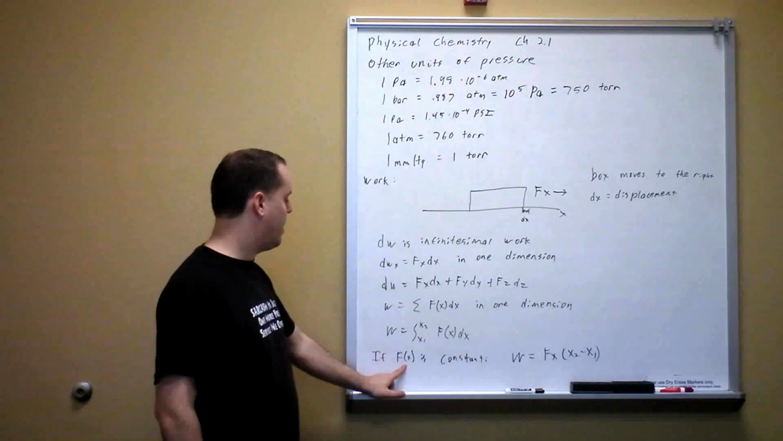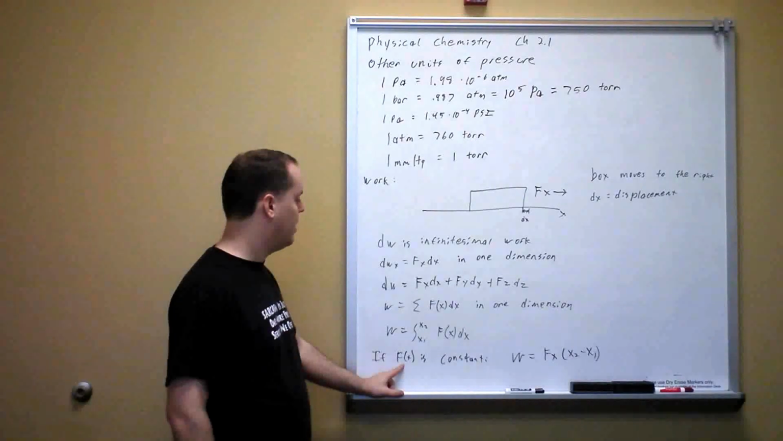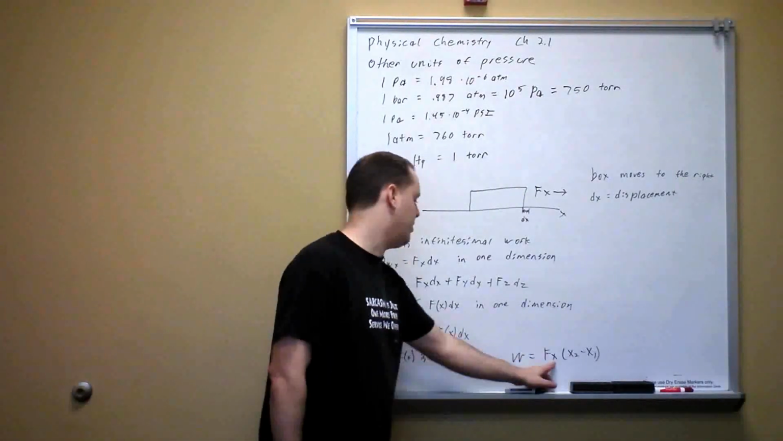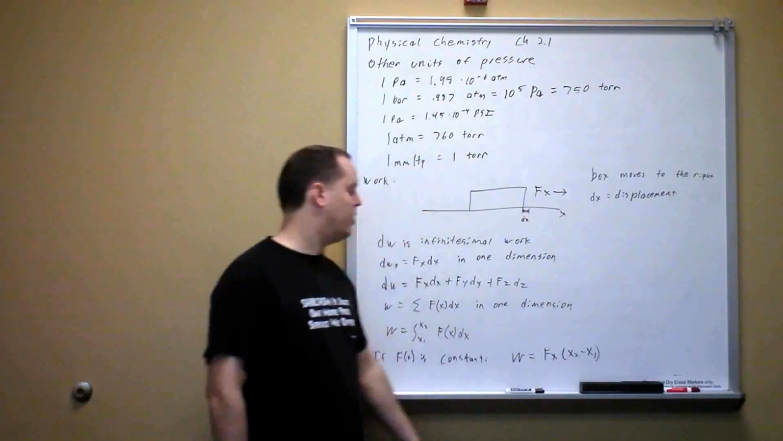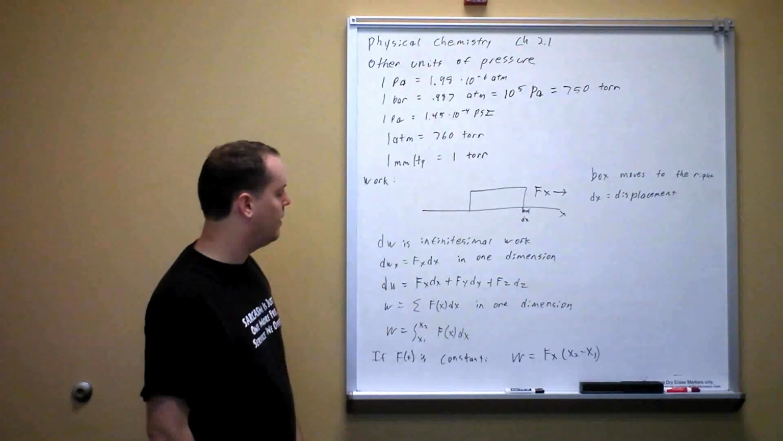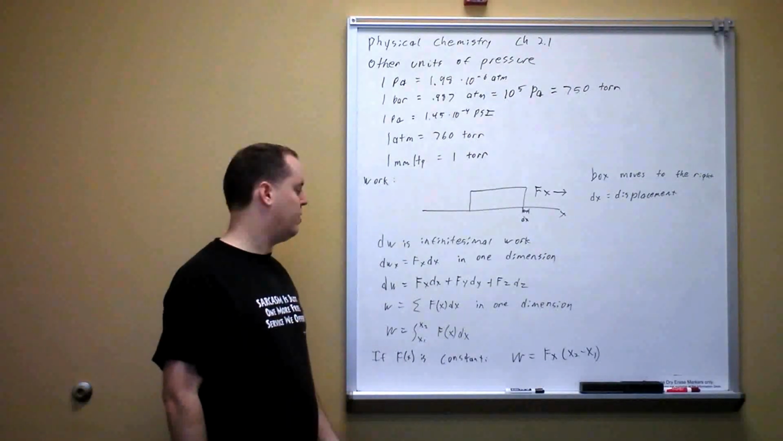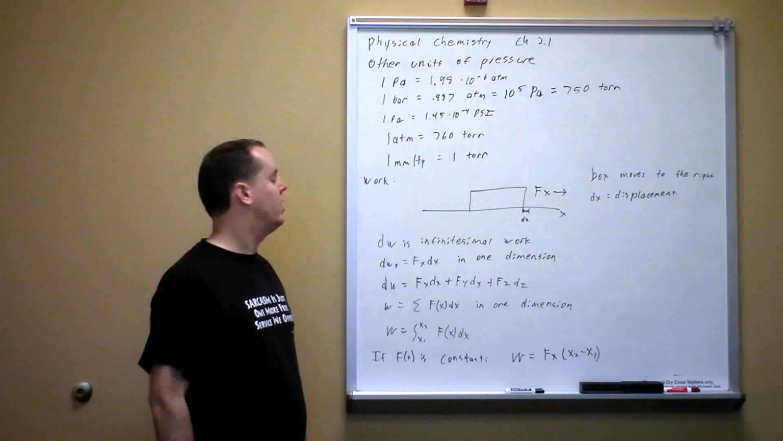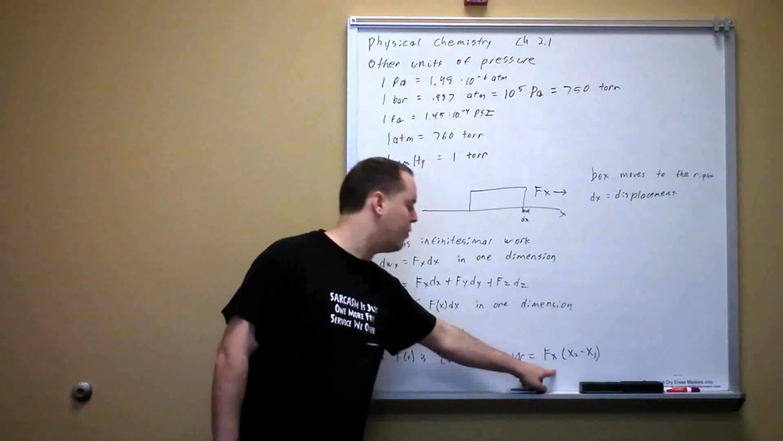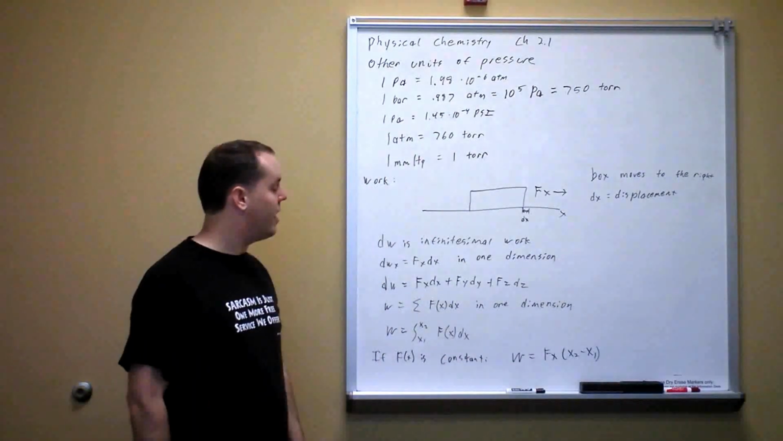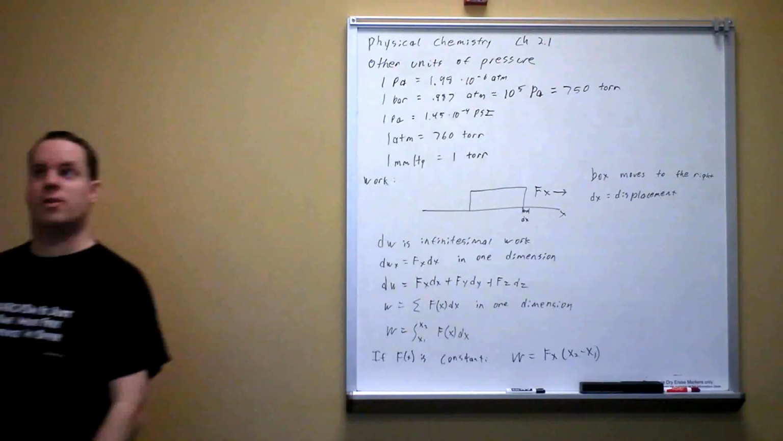Now, if that force is constant over time, then of course the integral is just F(x) times position 2 minus position 1. Force times the change in position, or force times distance. That's why you've probably heard that work is equal to force times distance. That's our simplified formula when we have constant force.